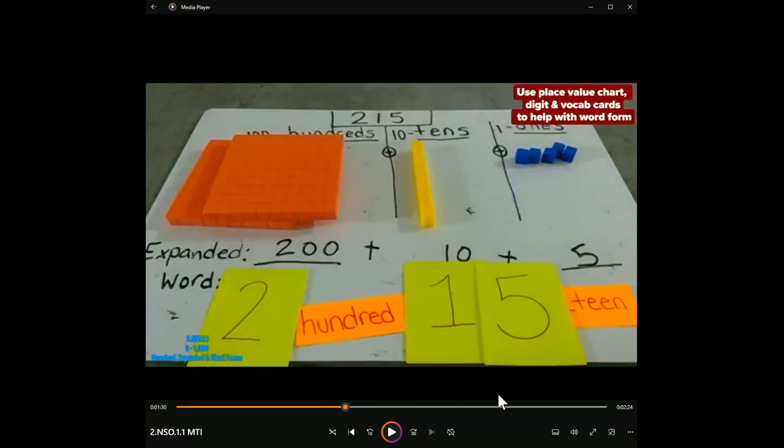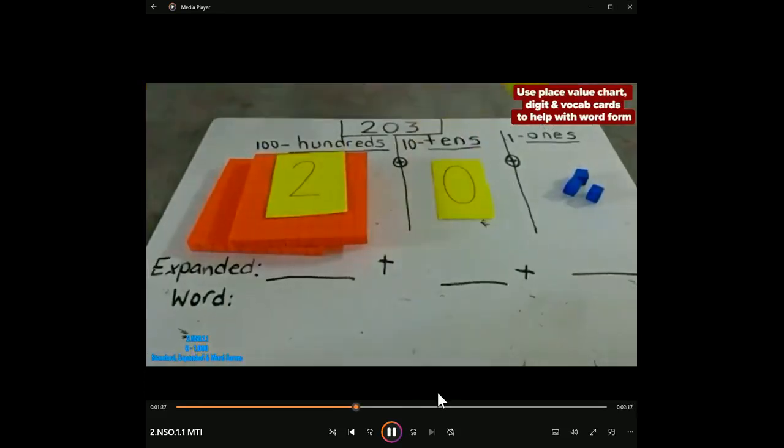Also, numbers such as 11 or 12 would be great to provide that word card because those two numbers don't use T or teens when we're working on word form.